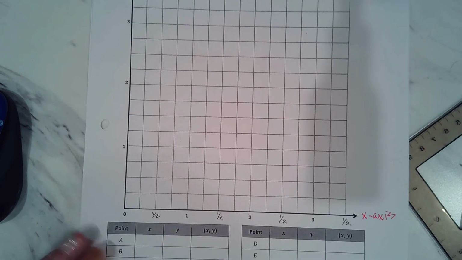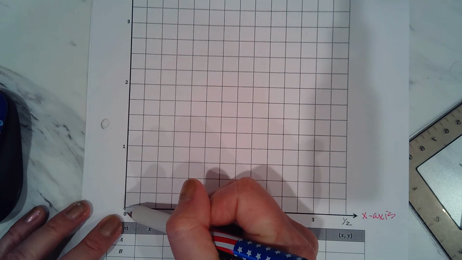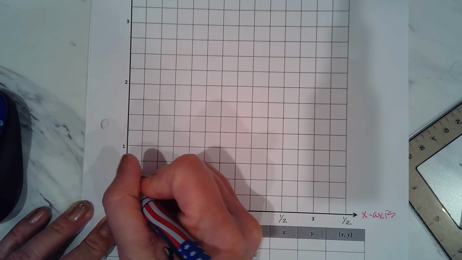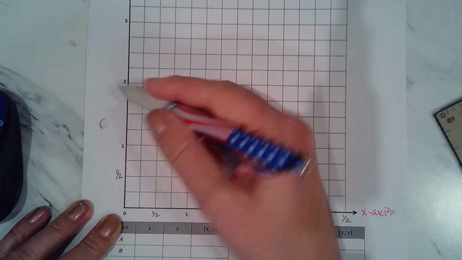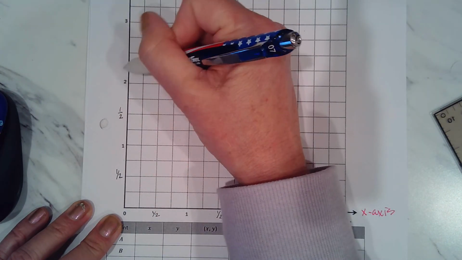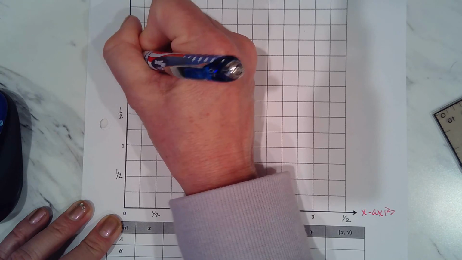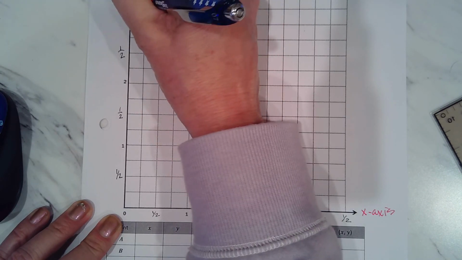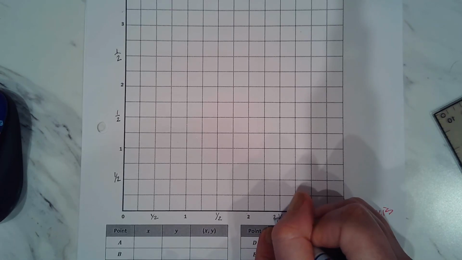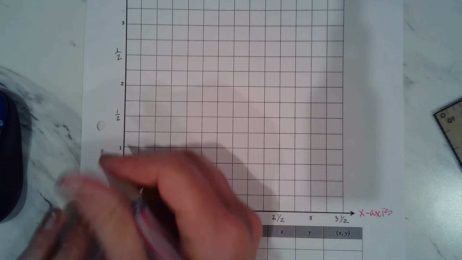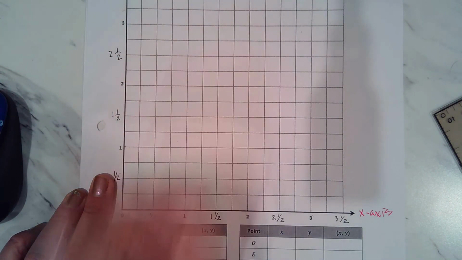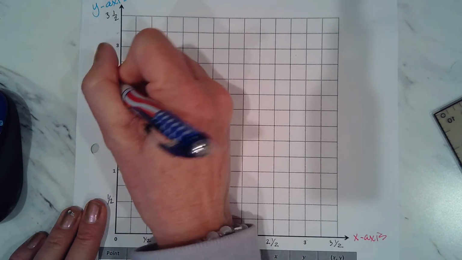All right, let's keep going. Let's check it up here. 1, 2, 3, 4. So 1, 2 would be a half. So this is 3.5. This is 2.5. This is 1.5. This is a half, this is 1.5, this is 2.5, this is 3.5, right?